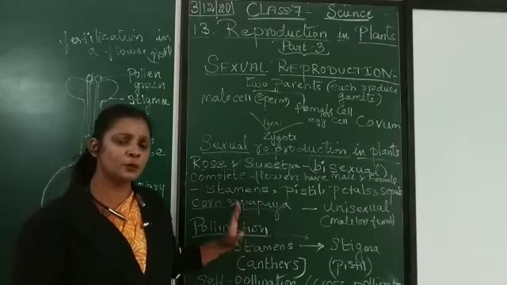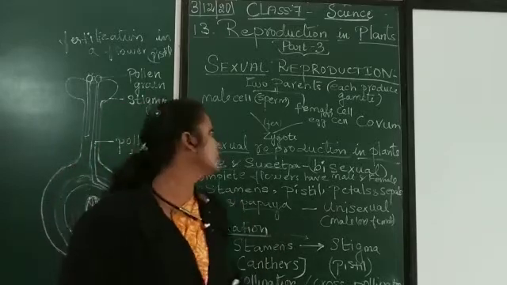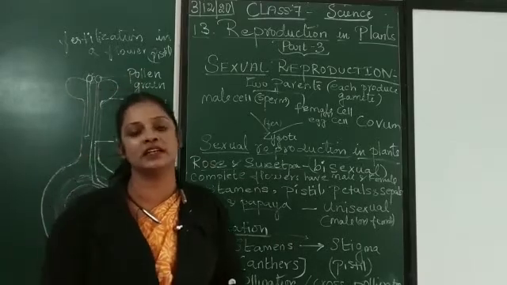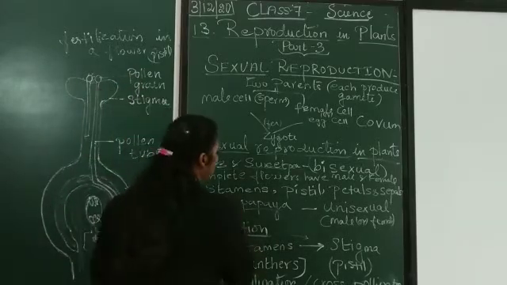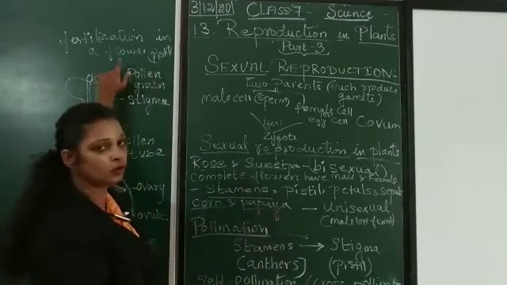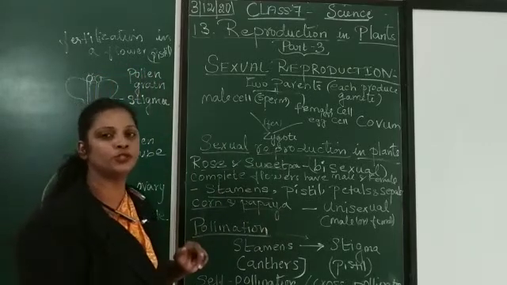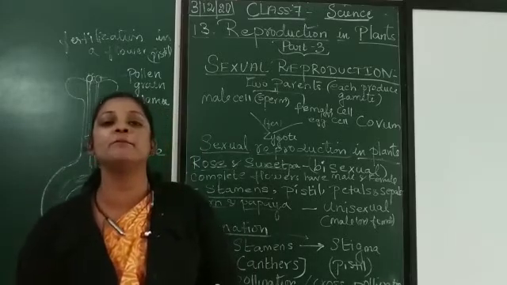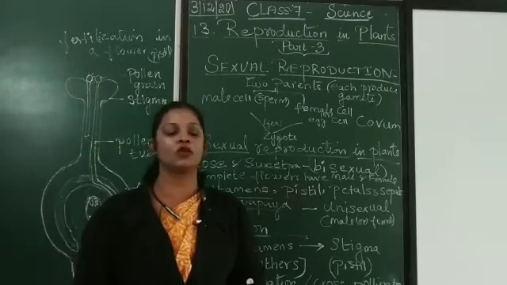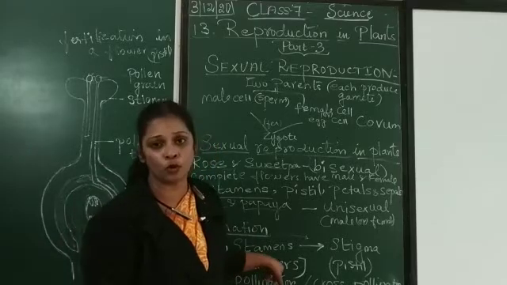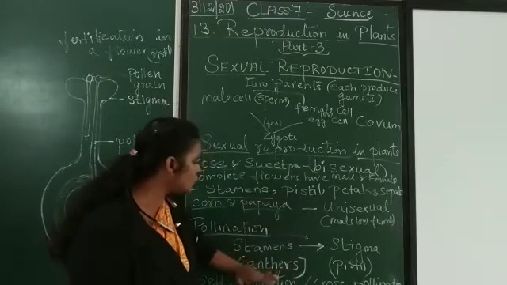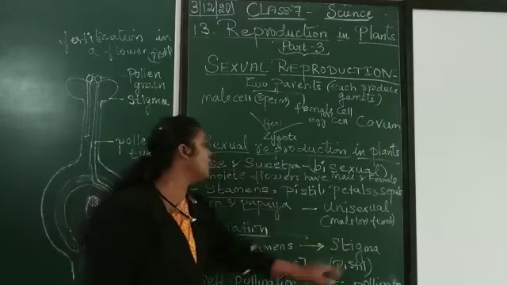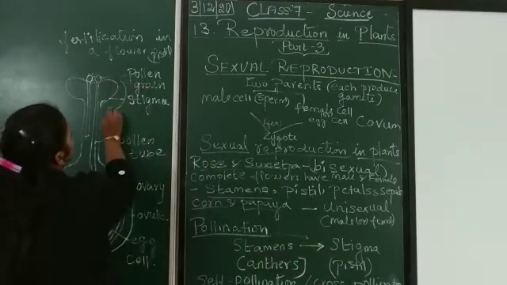So pollination. What happens? This is the stamens. The stamens will produce pollen grains. You have seen the stamens here; they will be in this part. The stamens produce pollen grains, and the pollen grains are transferred from the stamens to the stigma. Stamens to stigma. This is the stigma.